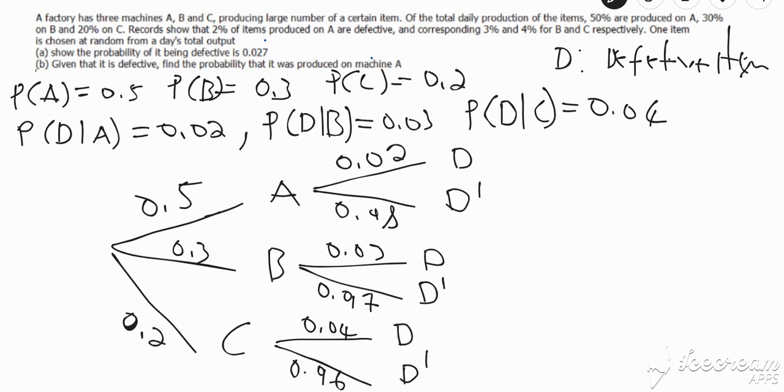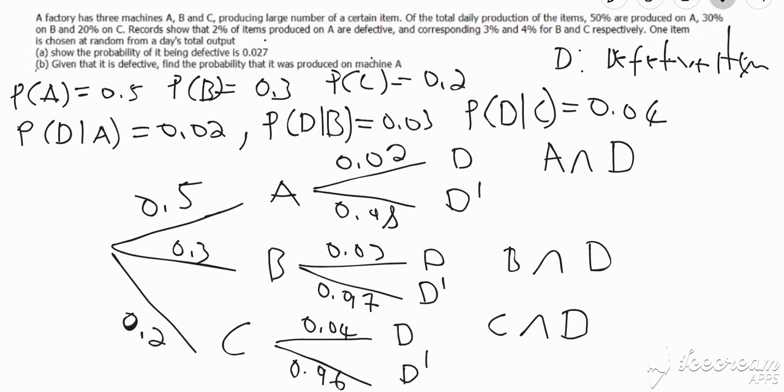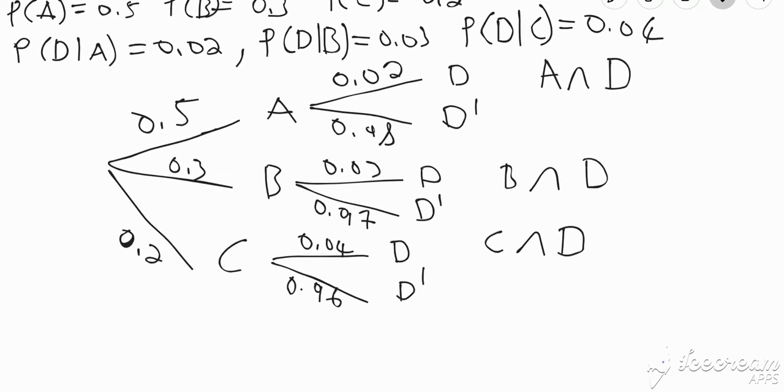So the item could be produced on machine A and it is defective. So I'm interested in A and defective. It could be produced on machine B and defective. So I'm looking at B and defective. And it could be produced on machine C and defective. So I'm looking at C and defective. Let's scroll down to get some more space.